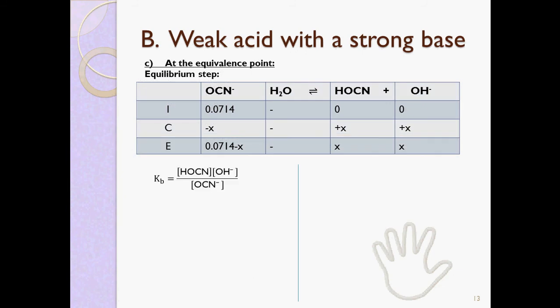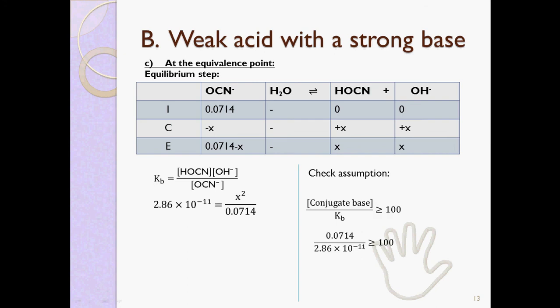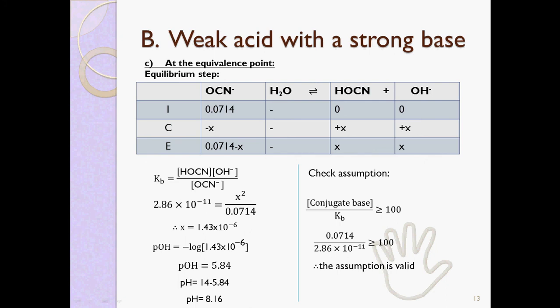So we write our Kb expression, we sub in our values, we'll check our assumptions, no problem there, our assumption is valid. And so as we solve, that is our value for our hydroxide ion. So we're figuring out our pOH, and then we just need to convert it into pH. So pH, you'll notice at equivalence point is not 7, but it's 8.16. And that's because we're dealing with a weak acid and a strong base titration.